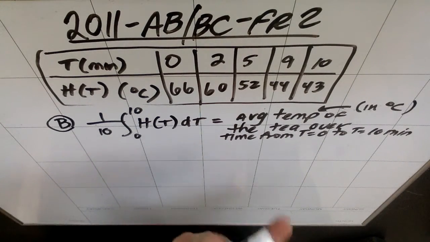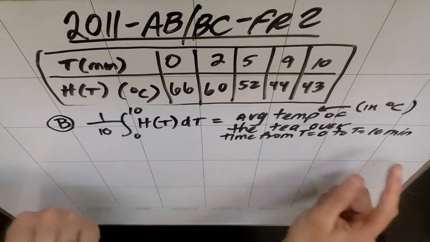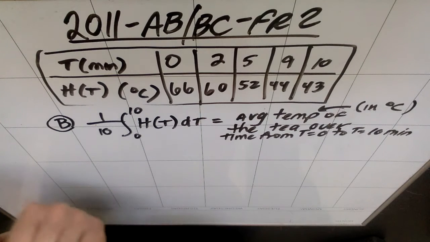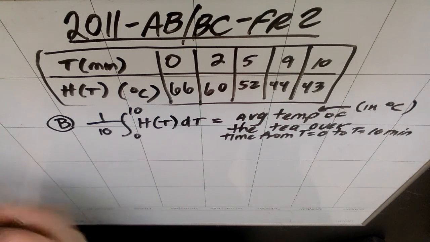And they do say explain in the context of this with correct units. So make sure that you say the time is in minutes, even though they've already said it. Make sure you say the temp is in degrees Celsius. And you need to mention that it's the average temperature. You do need to mention the time interval that's given, right?